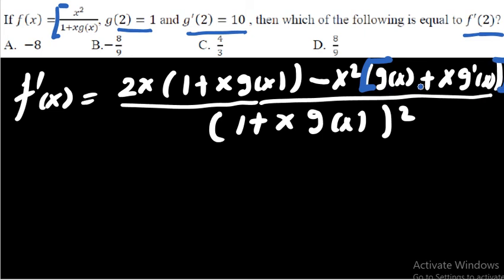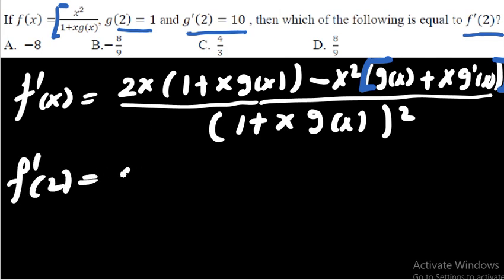We do have g of x plus x times g derivative at x, the whole over the square of the denominator, according to quotient rule. That is 1 plus xg of x, the whole square. Therefore, we are asked f derivative at 2. So we are going to substitute 2 now. F derivative at 2 means, let us insert 2.